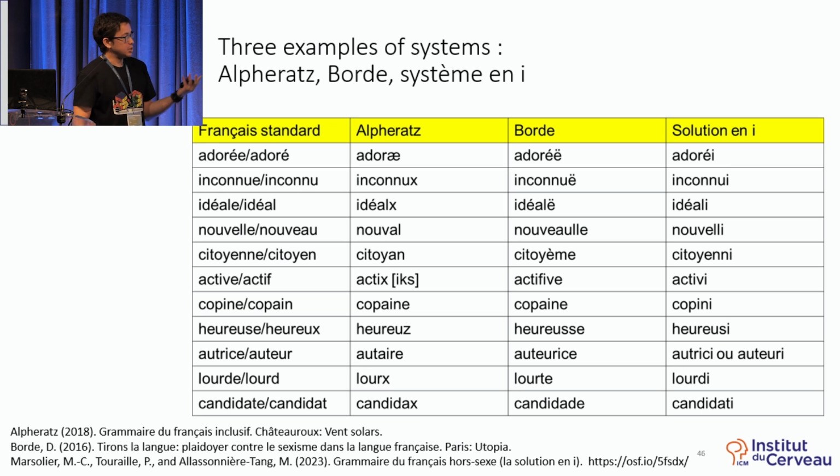So some people propose solutions where you change the agreement in French. The idea is that you propose a third optional agreement pattern, where when some people don't want masculine-feminine agreement when they are mentioned, you can use a third type of agreement. I just put a table here to give you an idea, with different words in French that could be changed by a system developed by Alferraz, Bord, or a solution by E. Taking the E solution as an example, if you have ideal, idéal, feminine, idéal, masculine, the E solution would be to change the feminine ending in E, so you get idéalie, nouvelle-i, citoyennerie, activi, etc.